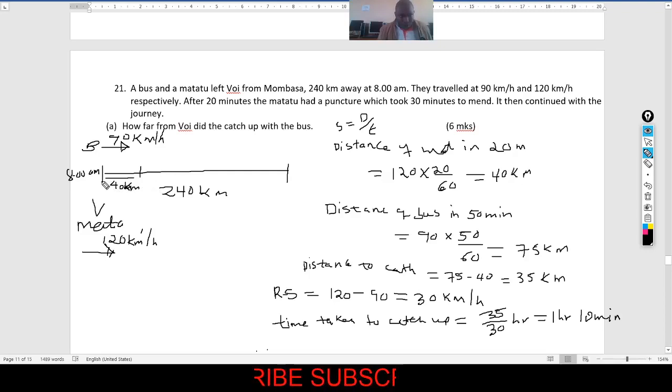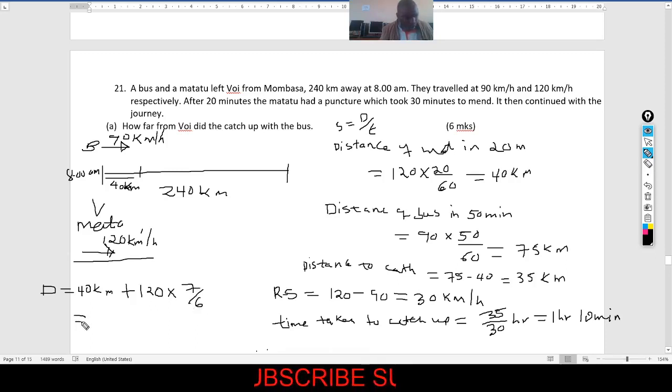The distance from Voi: remember, the distance it ran to catch up was 35 over 30 hours, which is the same as 7 over 6 hours. So it must run for 7 over 6 hours to catch up. The distance from Voi equals the 40 kilometers the matatu had already covered, plus the distance it must run to catch up. Distance is speed times time. The speed is 120, times the time, 1 hour 10 minutes, which is 7 over 6.